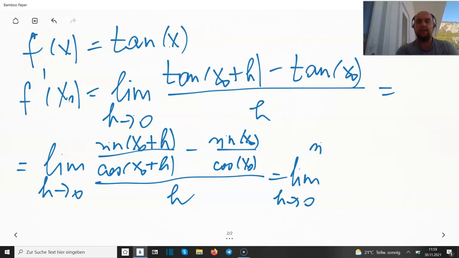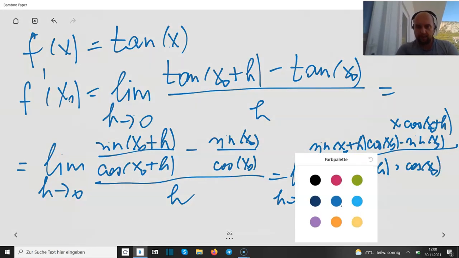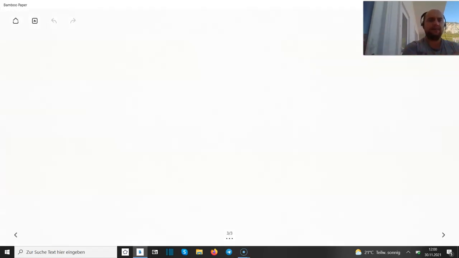So that means we're having sine of x0 plus h times cosine of x0 minus sine of x0 times cosine of x0 plus h, and we're dividing it by the common denominator now, which is cosine of x0 plus h times cosine of x0. And we're dividing the whole fraction by h, which I can write as h divided by 1. Okay, so let's write it clearly on the next page.